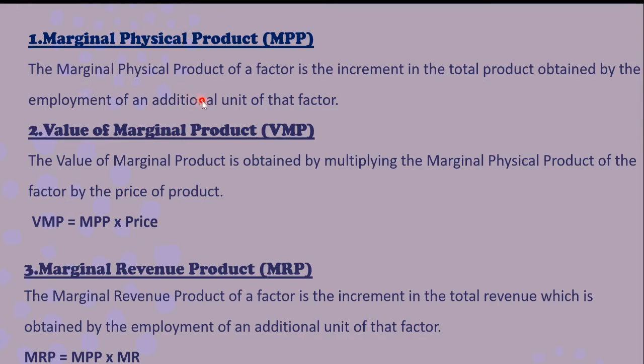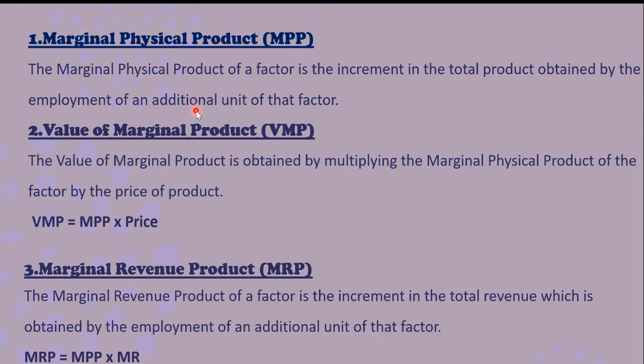The marginal physical product of a factor is the increment in the total product obtained by the employment of one additional unit of that factor. So what do you mean by marginal physical product?